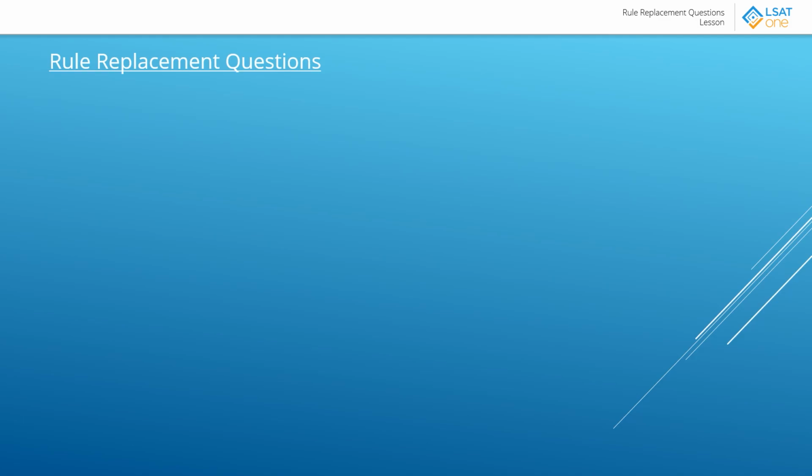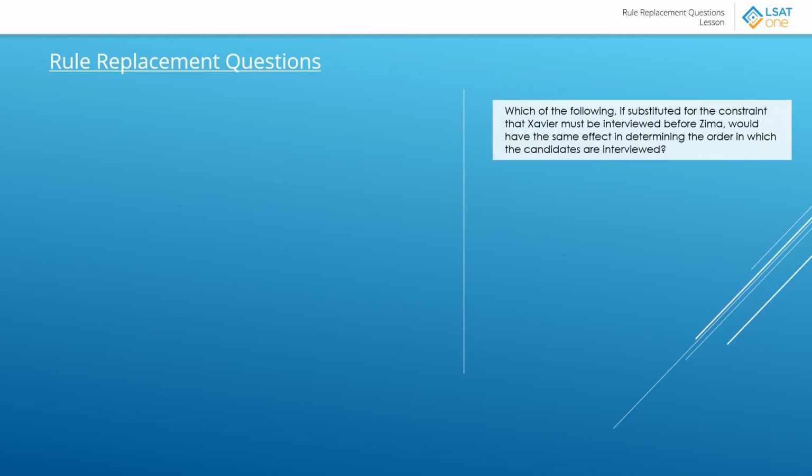All right, so here we're going to focus on these rule replacement questions that you'll occasionally get on the game sections. Now, the questions themselves will say something like this: which of the following, if substituted for a certain rule, would have the same effect on the game? It's worth noting these are not especially frequent questions, but they're pretty consistent. Usually, a good majority of the game sections in recent years have had one or two of these rule replacement questions in them. They can be a little bit intimidating at first if you're not used to them, but once you do get used to them, they're really not that bad.